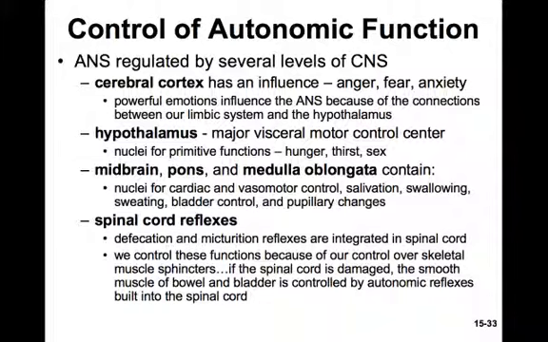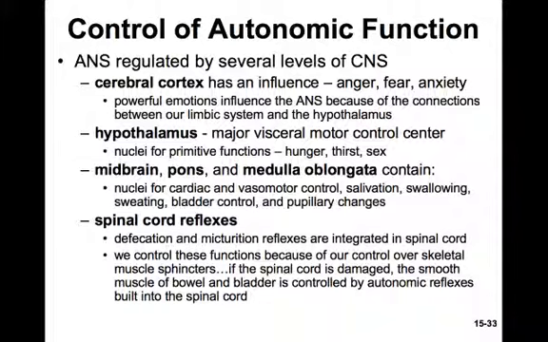And finally, the spinal cord. It manages autonomic reflexes such as the micturition or urination reflex. Defecation, erection, and ejaculation are all integrated in the spinal cord. We'll explore these further in chapters next semester.